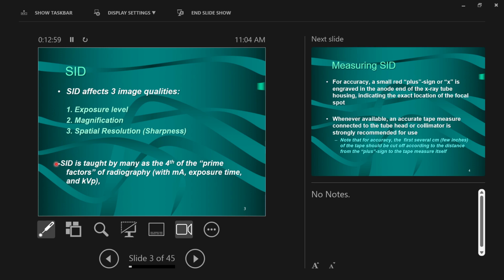The fourth is SID. The reason why we don't always say the fourth one is because it's sort of a standard. We sort of know what the SID is. If you're telling me you're taking a hand x-ray, I know you're using 40 inches because why would you use anything else, okay? If you're taking a chest x-ray, I'm pretty sure you're using 72 inches, although that could definitely change. Anyways, SID is considered the fourth factor.